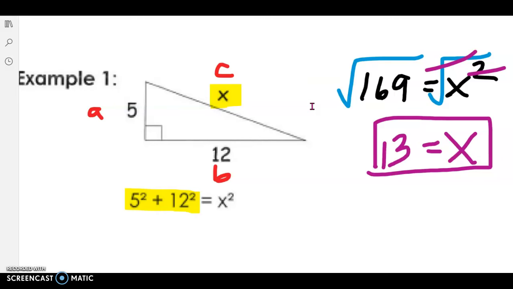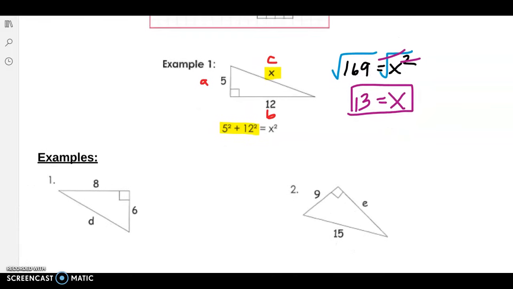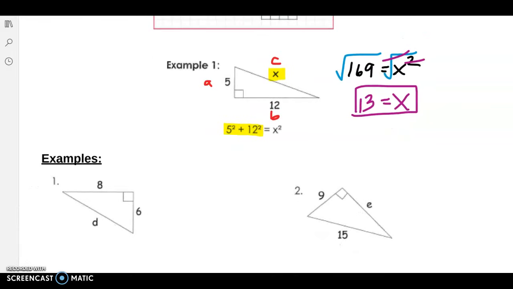Okay. So take a moment, pause the video, and try example number 1 and 2. Try them on your own.